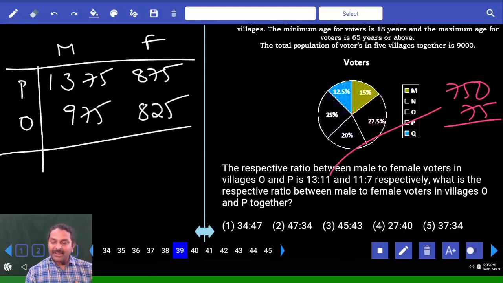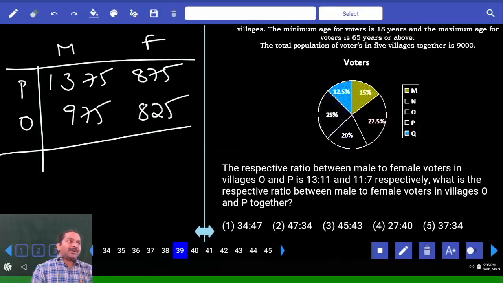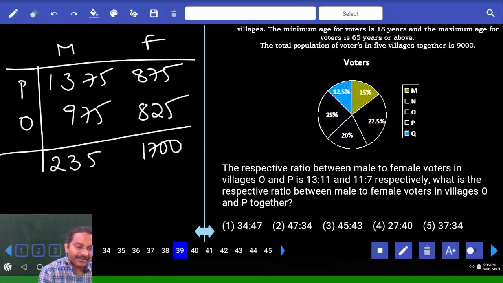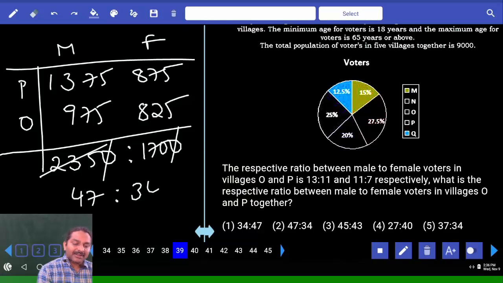825. Now we were asked to calculate the ratio between total male and total female. Correct? Total female 1700. Yes. And total male 2350. 2350. Ratio, 0s cancel. 5 47 times and then 34 times. 47 34. Is that okay? This is one approach. I'll tell you the other approach. If you're done with this, I'll start.